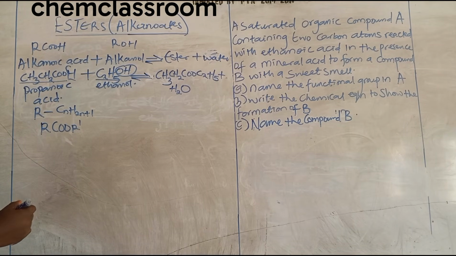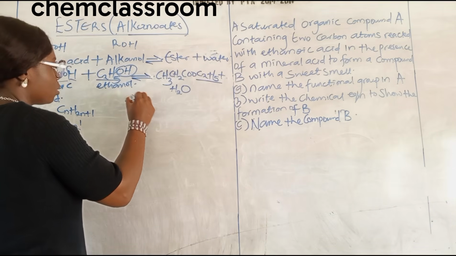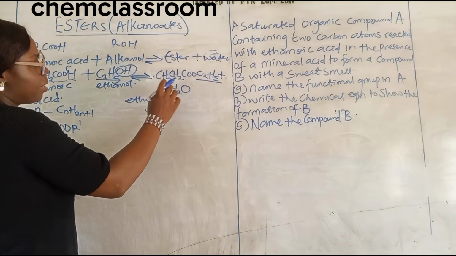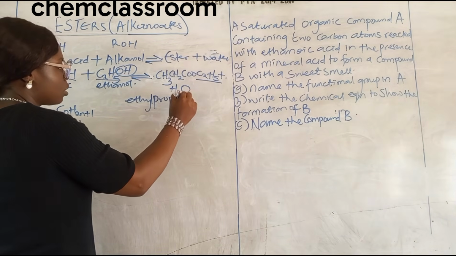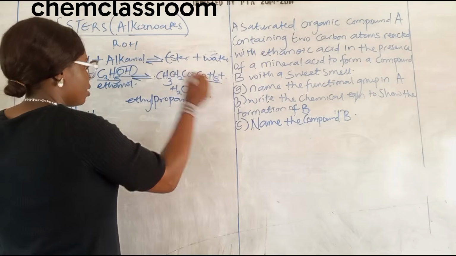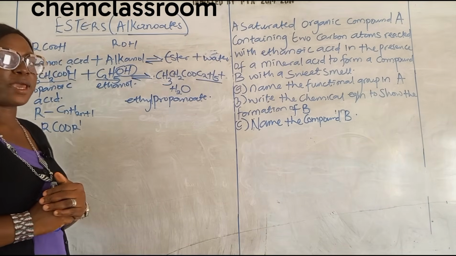Okay, so now let's try and name. We are going to start from this side. This is ethyl. Then how many carbon atoms? 1, 2, 3. Propanoate. Okay, so that is how you write for your alkanoate or ester.